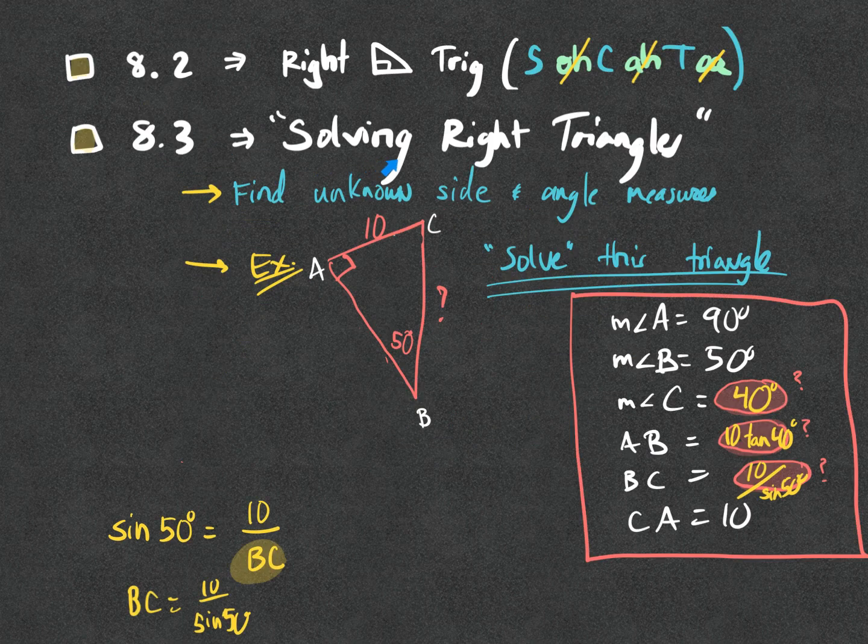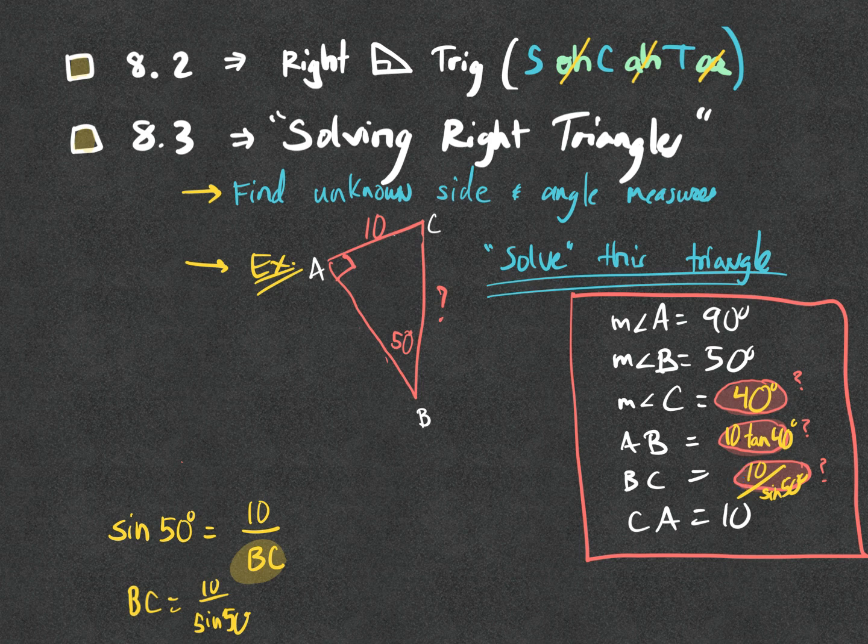Alright, section 3 is titled Solving Right Triangles. That means find every unknown side and angle measure. So, as an example, if we're given this picture, we know this angle measure and this 90-degree angle measure and this side length of 10. We don't know this side length, or this angle measure. So to solve this triangle, we are given these things in white, and we weren't given these red circles. So we'd have to do the work to find those.